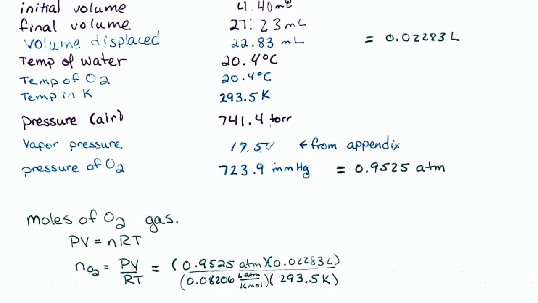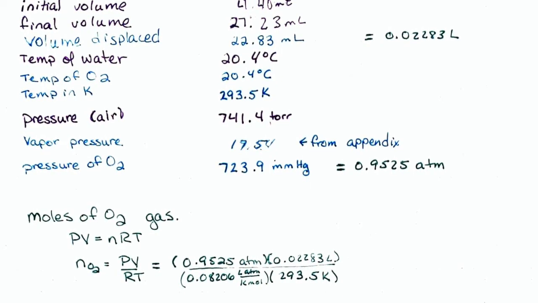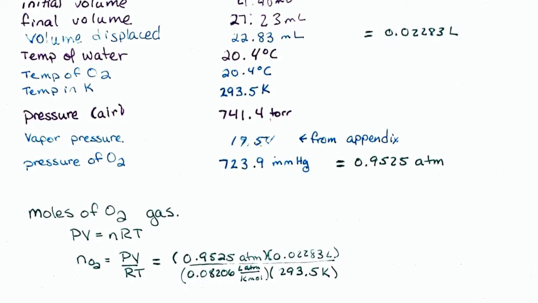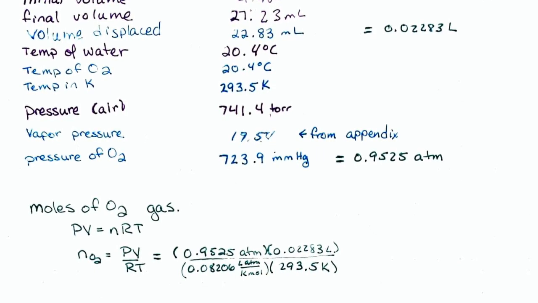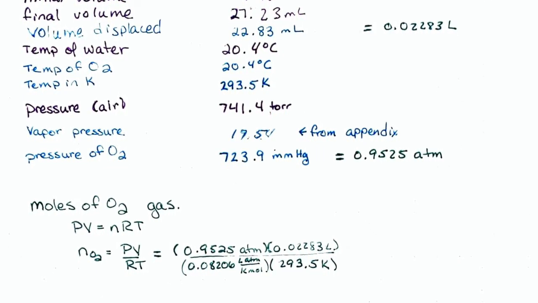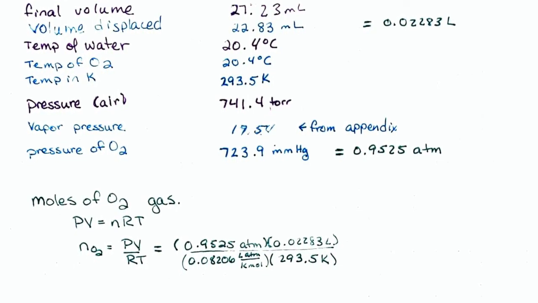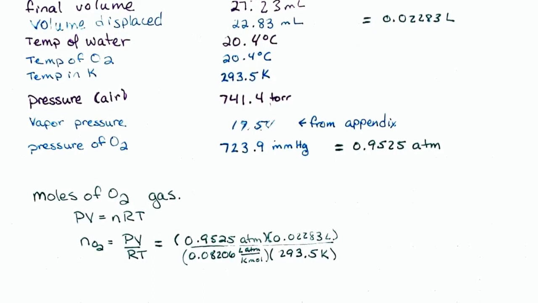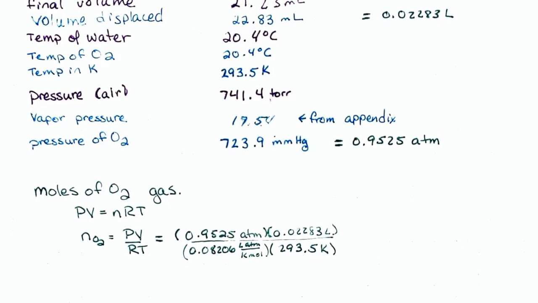You can convert the temperature in Celsius by adding 273.1. You can convert the pressure in millimeters of mercury by dividing by 760, and you can convert the milliliters to liters by dividing by 1,000. Plug these numbers into your rearranged equation using the value of 0.08206 liter atmospheres per Kelvin mole for the value of R.